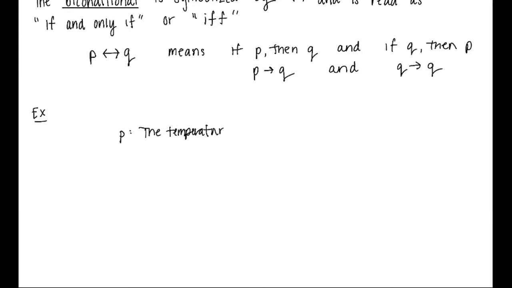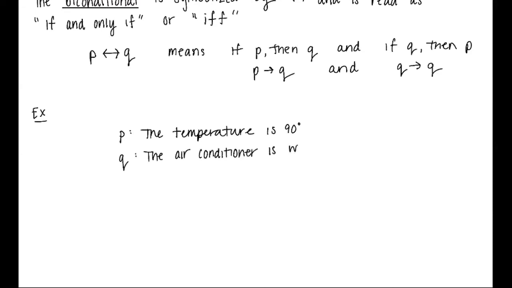All right, give me a second, my pen is messing up. Let's rewrite that because that looks a hot mess. This is the statement, the temperature is 90 degrees. Statement Q is the air conditioner is working. And statement R represents the apartment is hot.